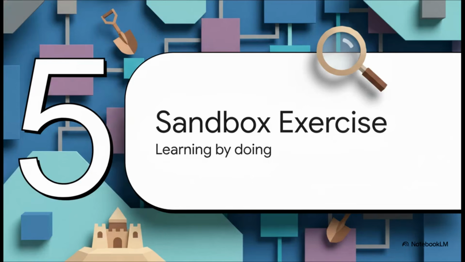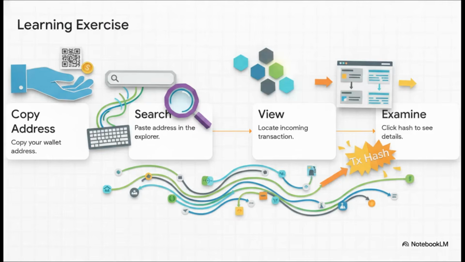Section 5. Your first sandbox exercise. Learning by doing. Let's move to a quick playbook and see how this builds into actionable steps you can follow right now. Once you manage to grab some test tokens from a sandbox faucet, here's what you do. Step 1. Copy your public wallet address. Step 2. Paste it straight into the Explorer's search bar. Step 3. Locate and view that incoming transaction in your history. And Step 4. Click the hash itself to verify the sender, the recipient, and the gas fee you paid. Honestly, just run this loop a few times to build up that muscle memory for navigating on-chain data. It gets super intuitive very quickly.